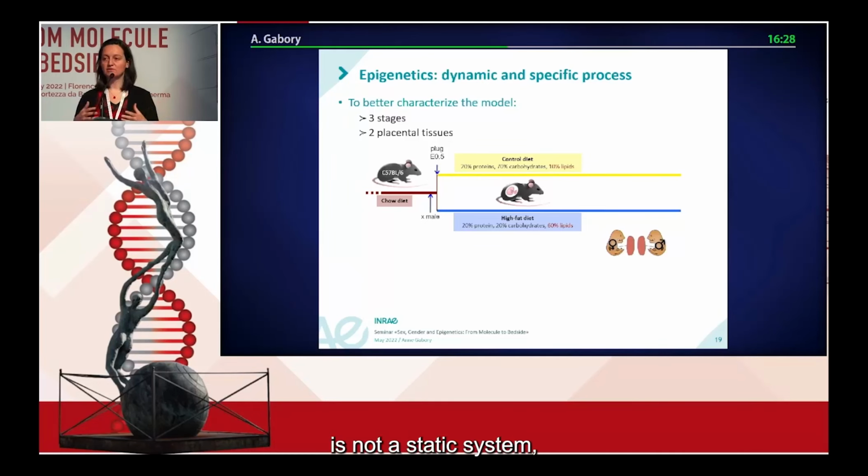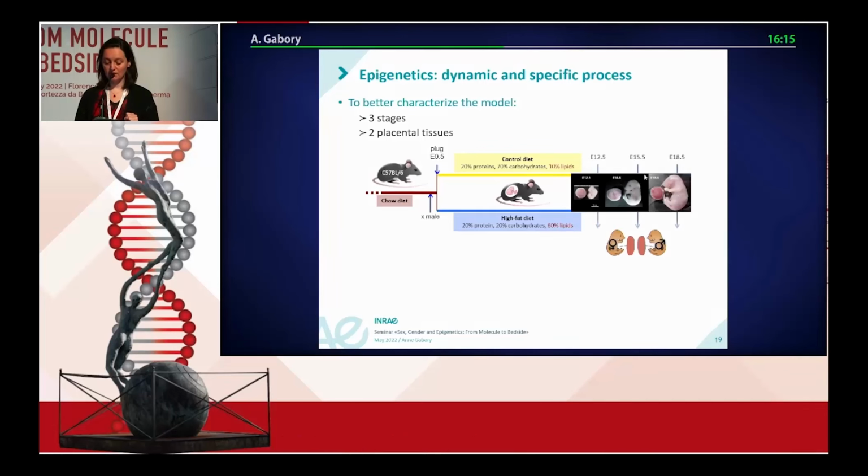Epigenetics is not a static system. It's a dynamic and specific process. So to better characterize our model, we decided to study not only the middle of the fetal period, but three different stages during the fetal period: E12.5, which is the beginning of the fetal period, E15.5, and E18.5, which is just before delivery in mouse.